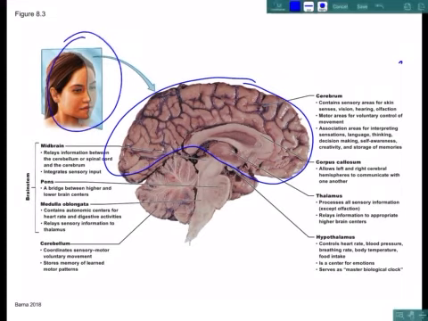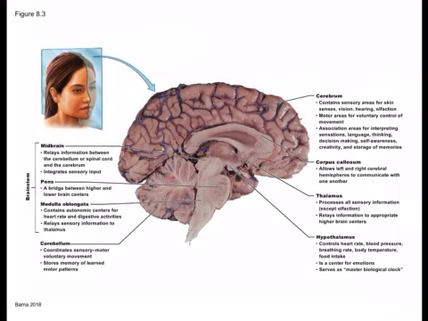And each hemisphere will receive information from different parts of the body. So depending, some parts of the right hemisphere will receive information from some parts of the left side of the body. And the left hemisphere will receive information from some parts of the right side of the body. That's why when someone has a stroke, you commonly see that they have impairment on the opposite side.